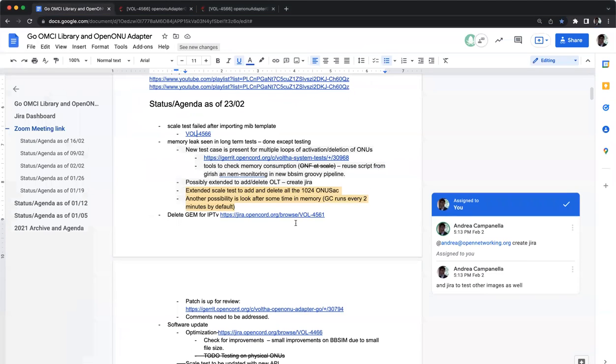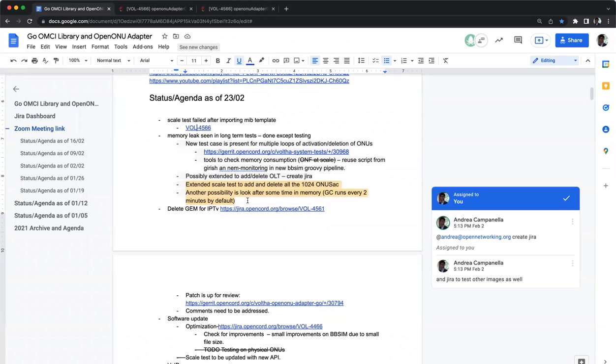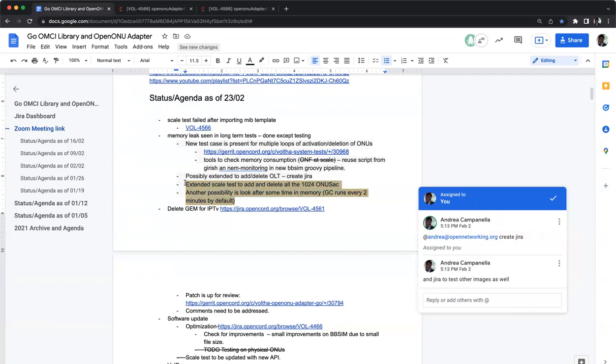Okay. So next up, we don't have any update on the memory leak test, so we did not extend it. We did not have the time to work on this at ONF. I believe it will be a couple of weeks before we get back to this topic, because we're doing a few things here and there.